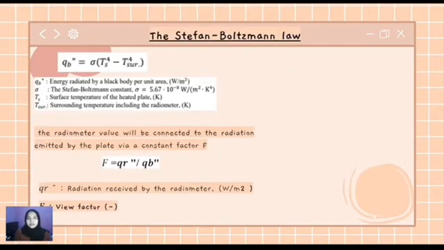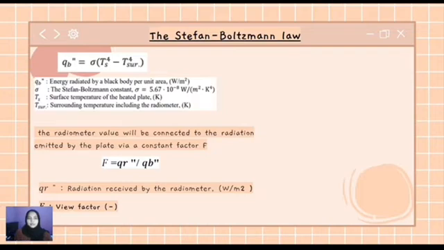Other than that, there are several equations used in this experiment. Firstly, the Stefan-Boltzmann law. The equation is QB equals sigma times Ts to the power of 4 minus T-surrounding to the power of 4. QB is the energy radiated by a black body per unit area. Sigma is the Stefan-Boltzmann constant. Ts is the surface temperature of the heated plate. T-surrounding is the surrounding temperature including the radiometer.